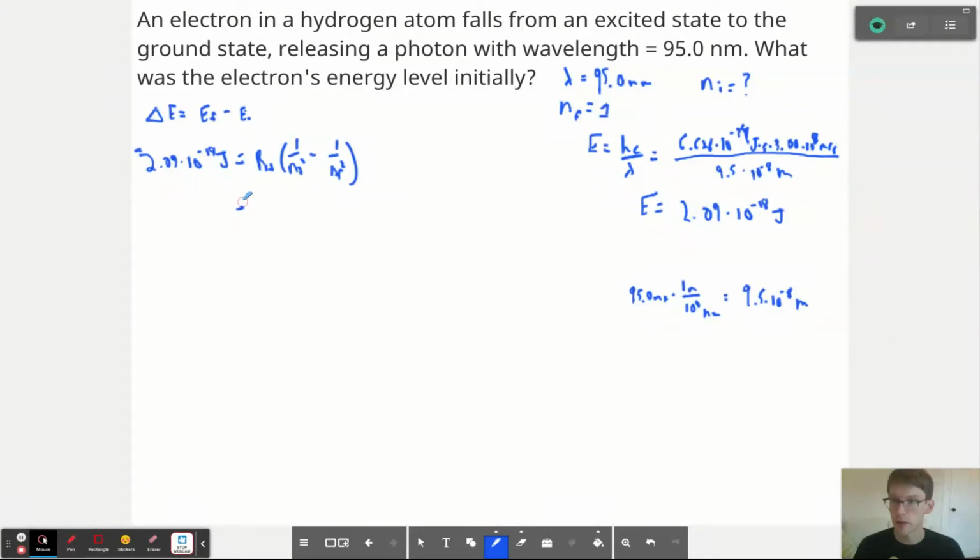which is now going to give me, all right, negative 2.09 times 10 to the negative 18th joules is equal to Rydberg's constant, which is 2.18 times 10 to the negative, this is going to be 10 to the negative, what is it, always 18th joules, times 1 over, now I need my n initial squared, and that's going to be unknown, so I can say 1 over ni squared, minus 1 over n final squared, which is just 1 squared.